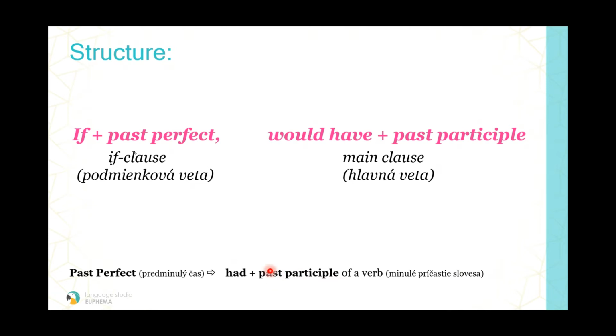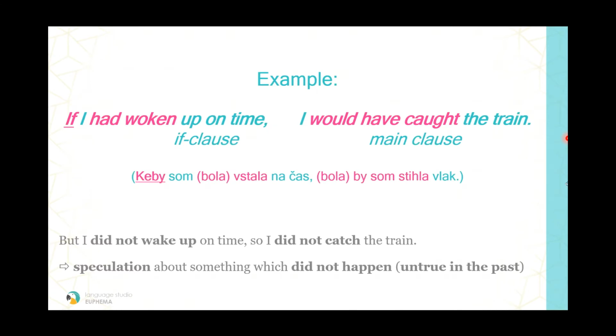So in the if clause, we use if and past perfect. And in the main clause, you have to use would have plus past participle, the same as here, okay? Would have plus past participle. For example, if I had woken up on time, I would have caught the train. So in the if clause, I used if plus past perfect, which is had plus past participle of wake, which is woken. And in the main clause, I used would have plus past participle of catch, which is caught.